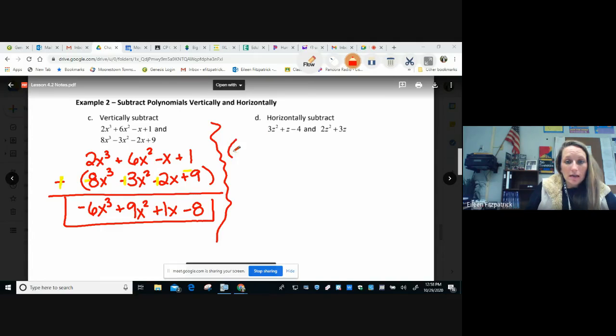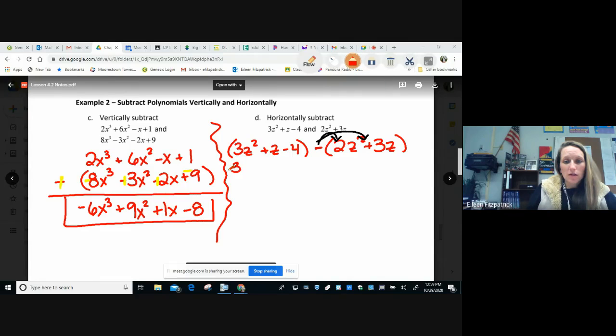All right, horizontally, here the parentheses are super important, and you'll see why once we have it written out. You're going to subtract 3z squared plus z minus 4 minus 2z squared plus 3z. Now, the reason the parentheses are super important is because you need to distribute the negative as you drop the parentheses.